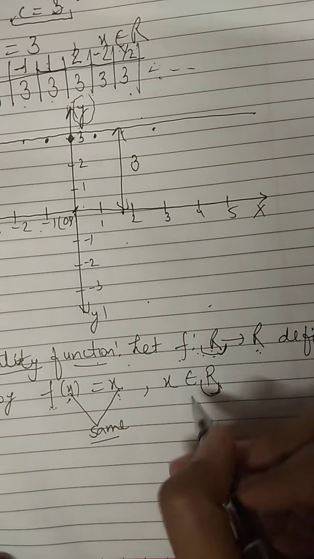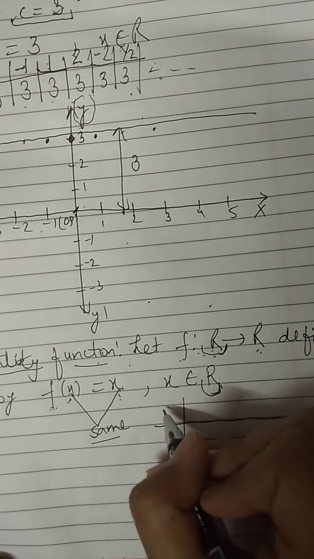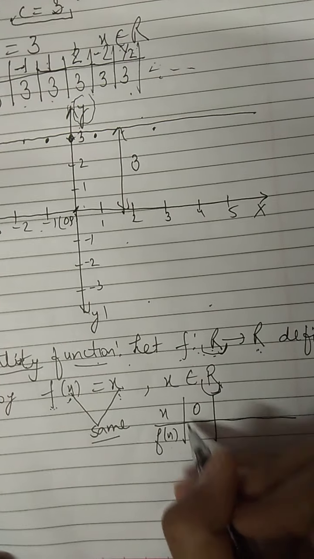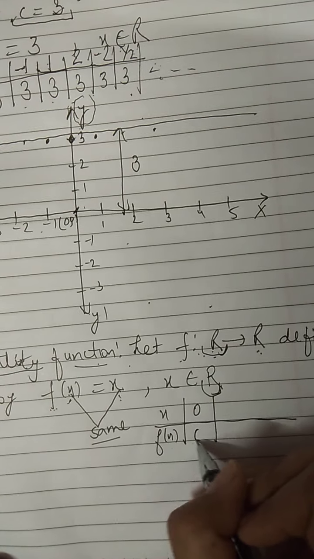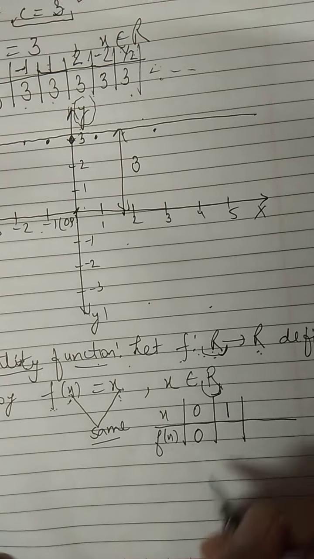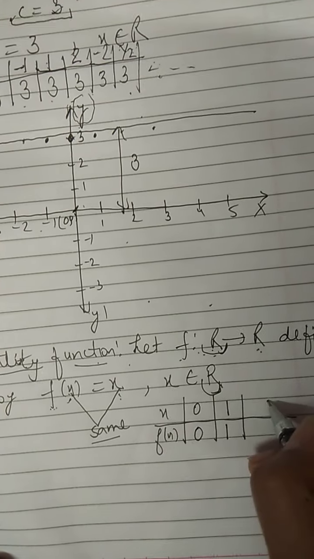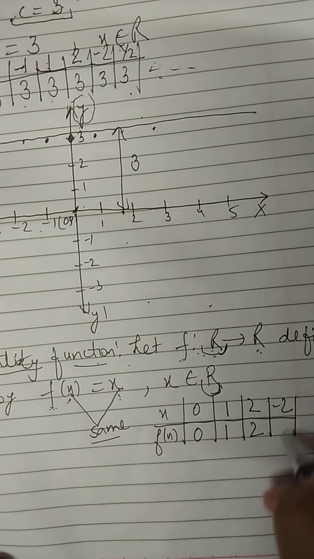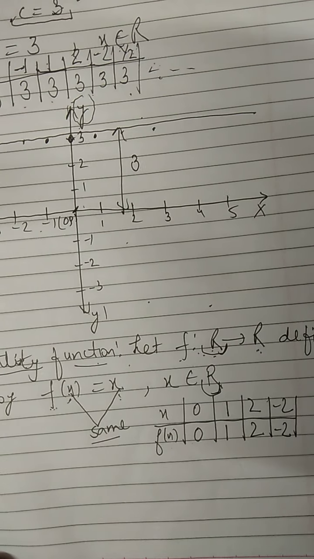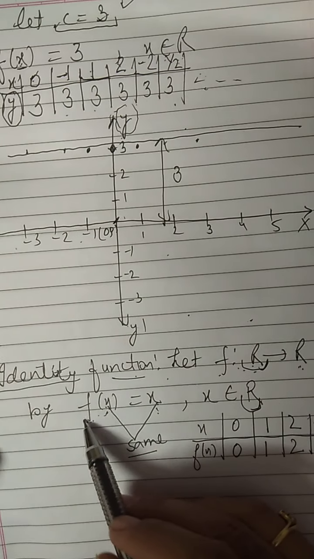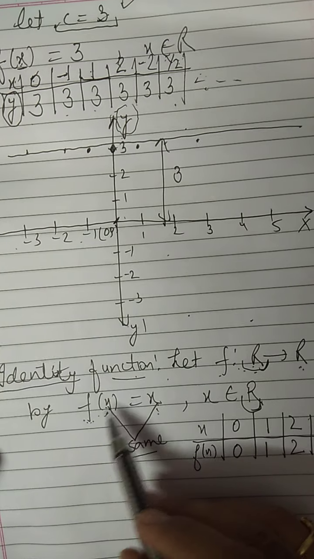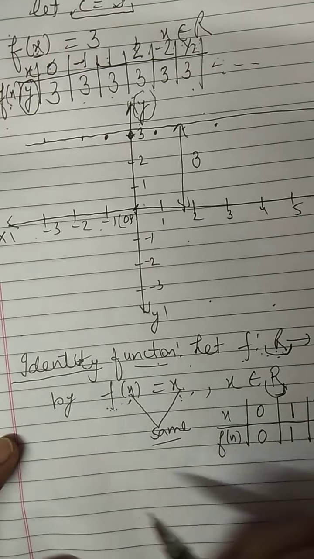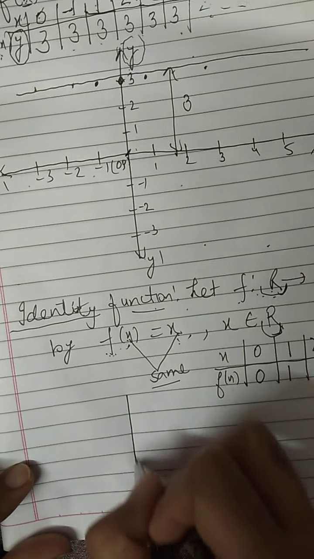So if I take the values x and f of x, when x is 0, the input is 0, the output is also 0. If I give 1 to the function, the output is also 1. If I give 2, the output is 2. If I give minus 2, the output is minus 2, and so on. In other words, whatever I give to the function as input, it gives me the same number back as output. So when we plot this function, what will happen?